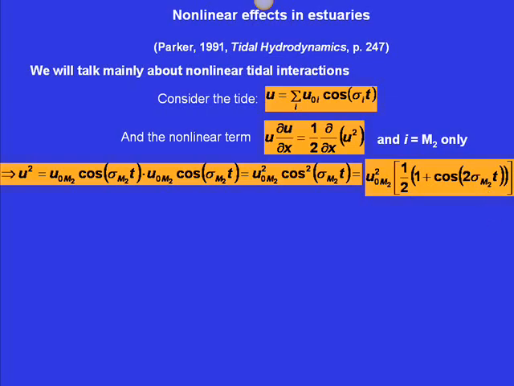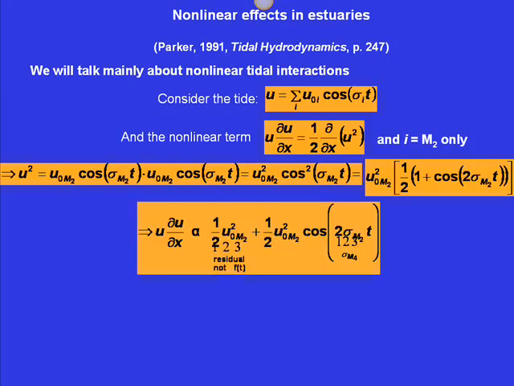If the period of the M2 is 12.42 hours, what is the period of twice the frequency of the M2? Half the period, which is 6.21, right? 6.21 hours. That's called the M4 overtide.